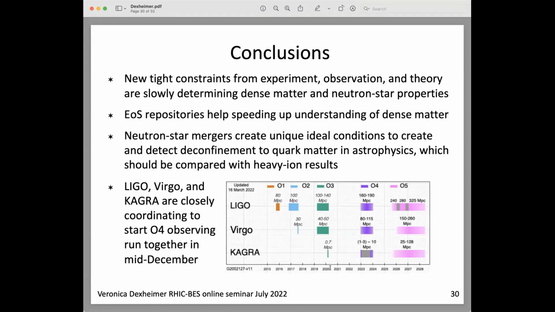And I get to my conclusions. So the constraints are really closing in and allowing us to have a much better understanding of dense matter, putting together laboratory experiments and observations, and also theory constraints. In my opinion, repositories are also helping people to test different equations of state in their simulations without having to talk to someone and make personal requests. So this is speeding up things. And with the advent now of gravitational waves, we can really study neutron star mergers and understand them better. And this is really a perfect environment to create the deconfinement to quark matter.